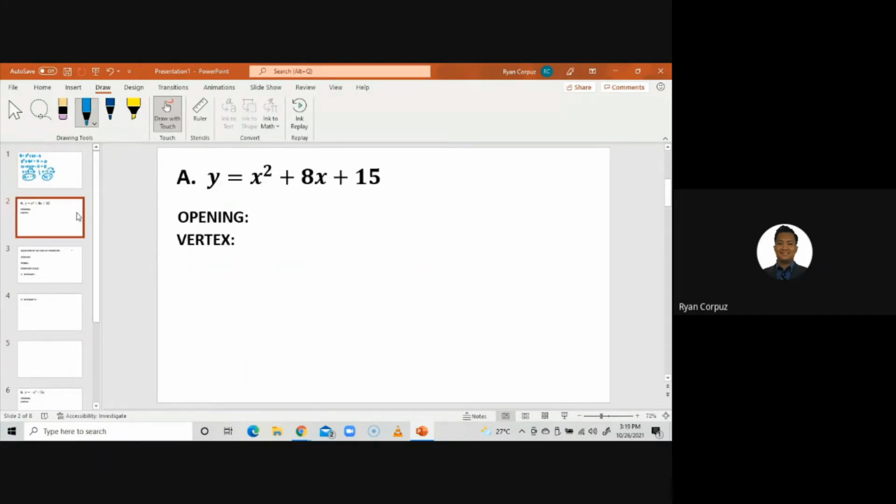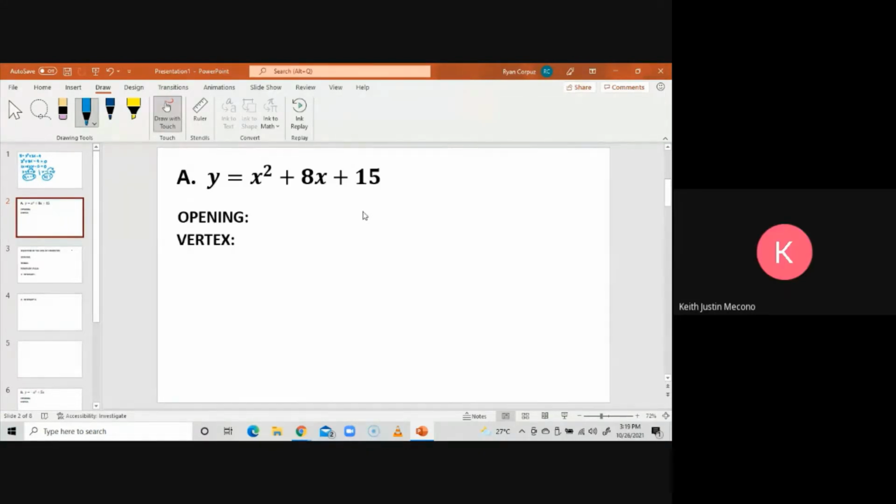So let's have example number, letter A. Dito naman tayo. So the given is y is equal to x squared plus 8x plus 15. Kung natandaan nyo yung first example. So when we are talking about the opening of the graph, what would be the opening of the graph of this given equation of the quadratic function? Anybody? You can raise your hand to answer. You can use raise hand button there to answer.